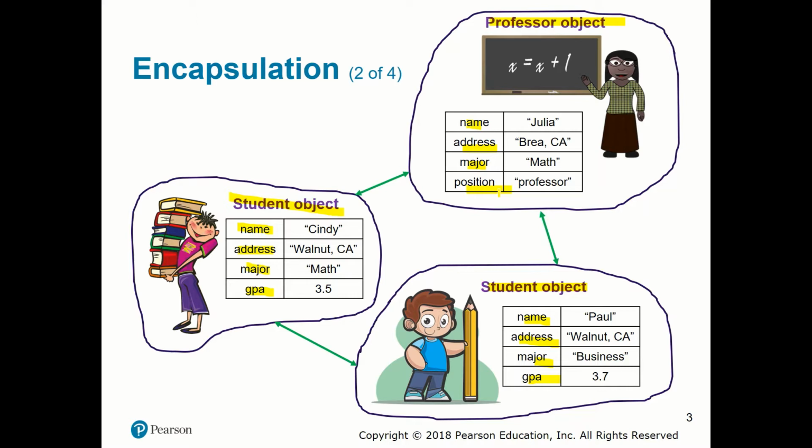Each object, whether it is a student or a professor, must protect its own data. In other words, it is necessary to prevent unauthorized modification of attributes from outside the object. To do this, declare these attributes as private. This is an internal view.